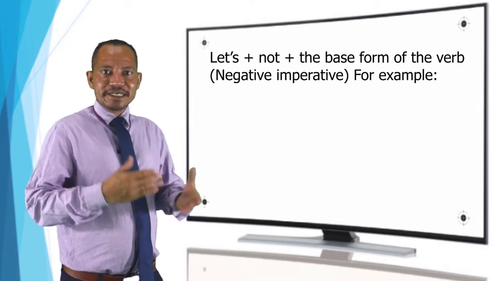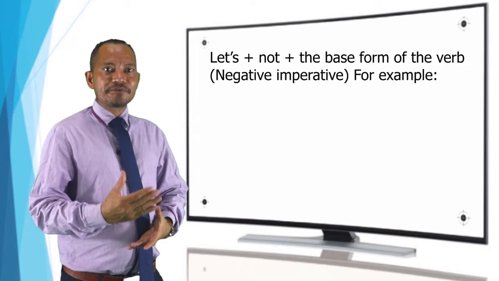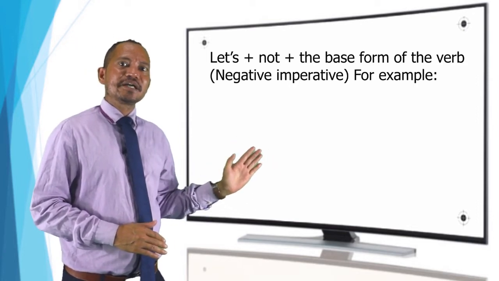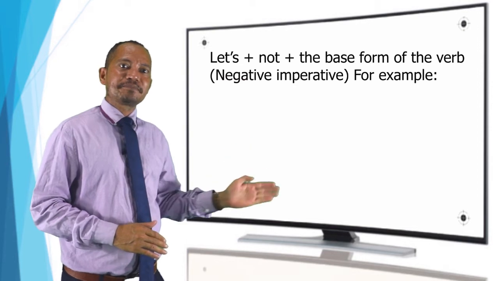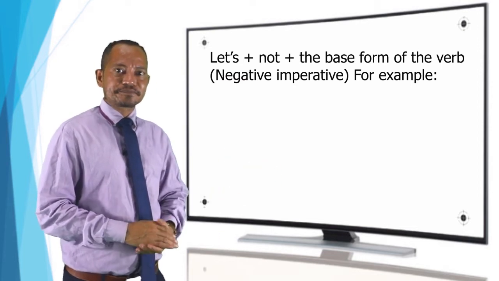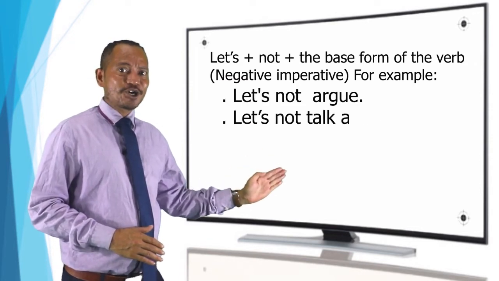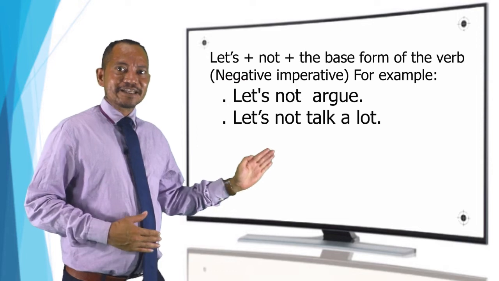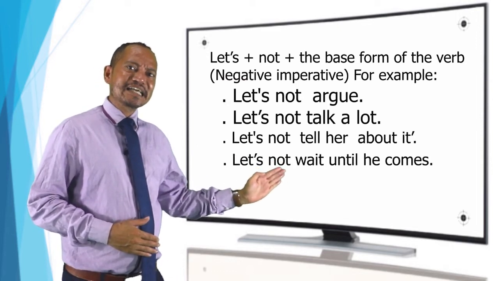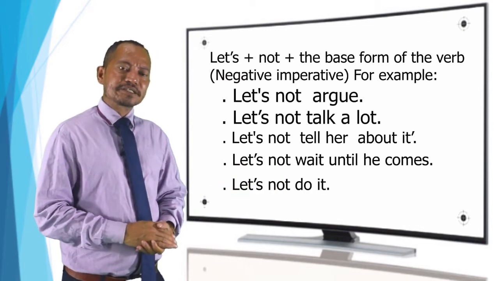And with a negative imperative form with let, the formula is let followed by not and then followed by the base form of the verb, as shown in the following examples. Example sentences. Let's not argue. Let's not talk a lot. Let's not tell her about it. Let's not wait until he comes. Let's not do it, etc.